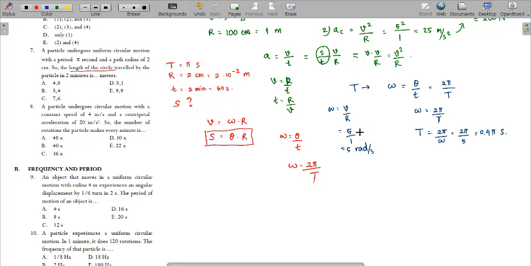Period is opposite with frequency. If period is the time that you need for one rotation, then frequency is how many times for each time, how many times the object moves for each time. So frequency is n divided by time, where n is the number of times. And period is time divided by n. Okay.